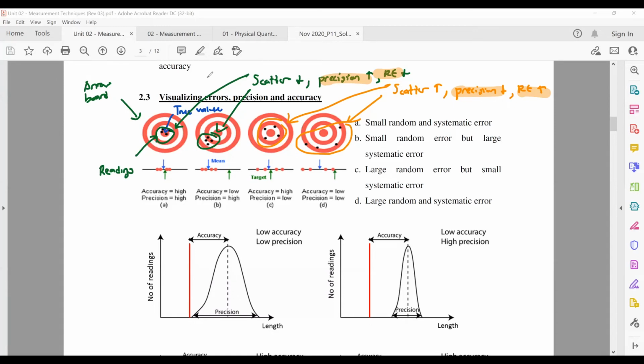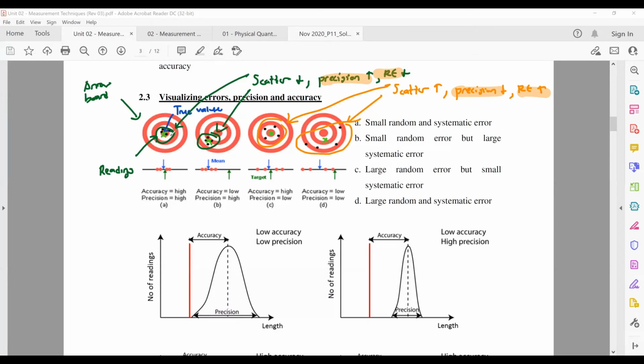In your case here, for the first board, your mean reading is probably somewhere in the center of all the readings. For the second board, your mean value or your average value is probably somewhere here. For your third board, your mean value is probably somewhere here. And then for your fourth board, your mean value probably will be somewhere here.